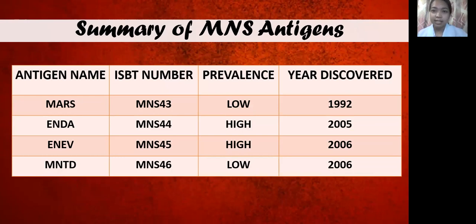So there are 46 antigens that have been included in the MNS system, making it almost equal to RH in size and complexity. Most of these antigens are low prevalence and were discovered in cases of HDFN or incompatible cross-match. Others are high prevalence antigens, and the antibodies to these low and high prevalence antigens are not commonly encountered in the blood bank. The genes encoding the MNS antigens are located on chromosome 4.